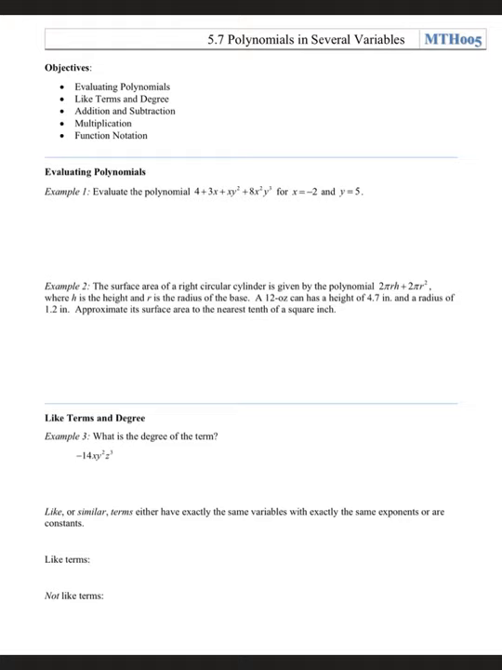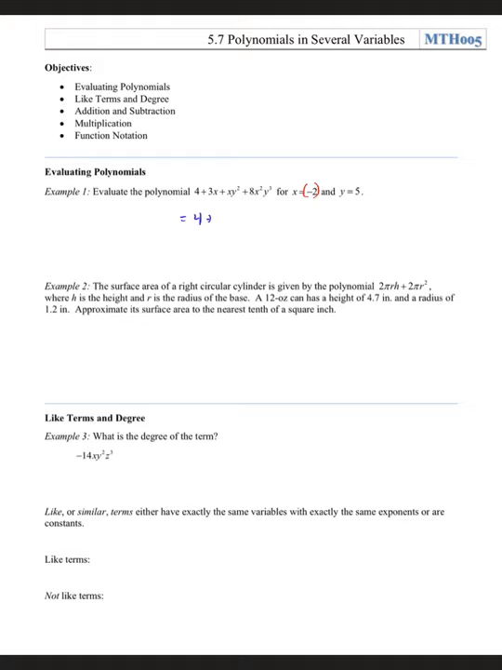This problem is going to be very similar to things we've done in the past, where you're taking values, substituting them into a polynomial, and then evaluating it. Here we're substituting in a -2 for x and a 5 for y. Keep in mind, anytime you substitute a negative in, you have to make sure you put parentheses around it or it will goof some things up, especially when we start working with exponents.